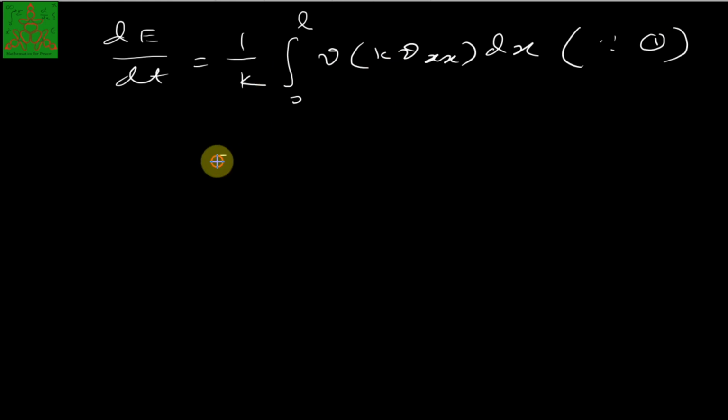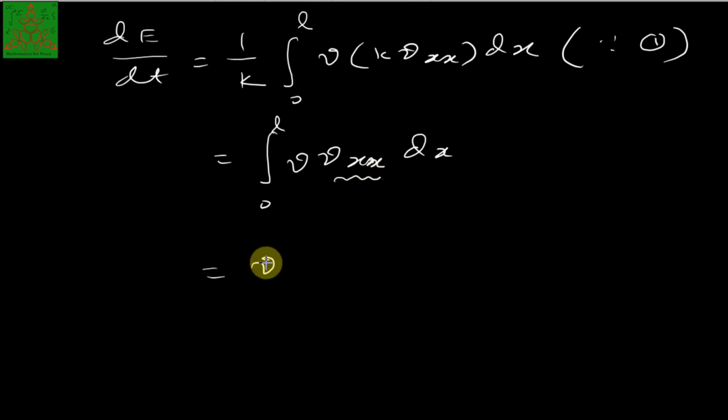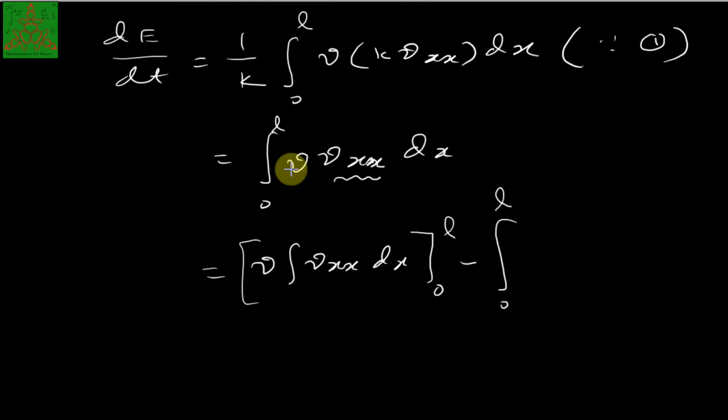Now just observe that this k cancels out. We'll have integral from 0 to L of v into vxx dx. Now here we'll use integration by parts, taking this as function u and this one as v. So v is as it is, times the integration of vxx with respect to x, with limits from 0 to L, minus integration from 0 to L of the derivative of v with respect to x, that is vx, into the integration of vxx dx.